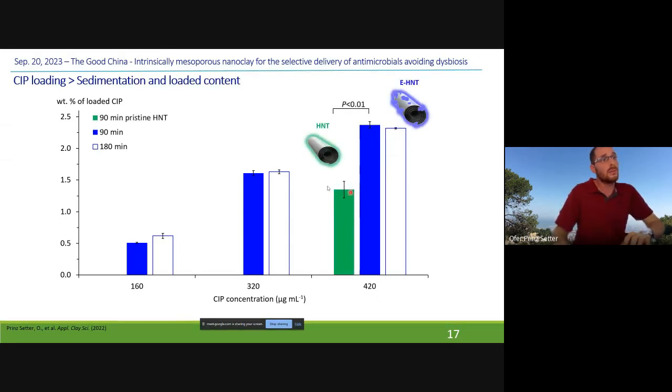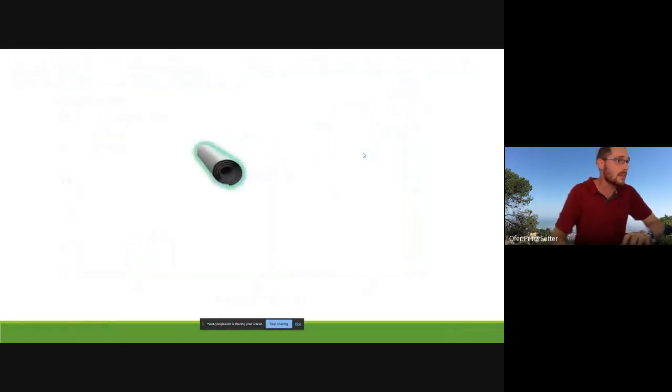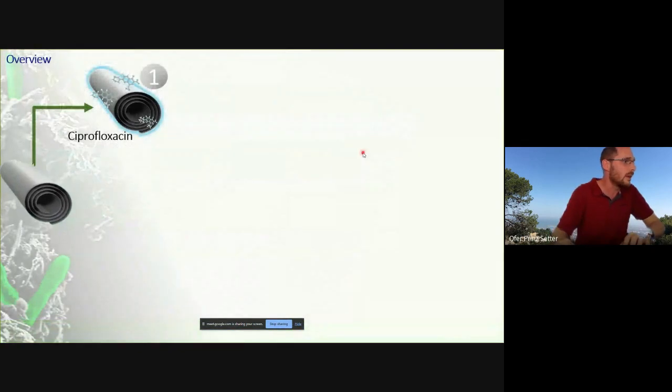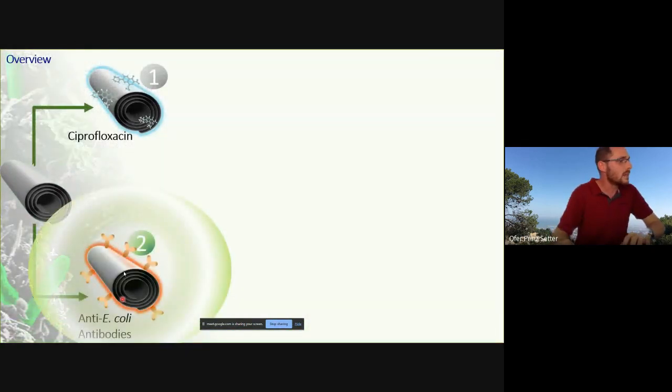And interestingly, when we used pristine HNTs, which were not etched at the same conditions, 40% less loading capacity was observed. So indeed, the etching process enhanced the loading of the antibiotics. The next step is the immobilization of the antibodies.